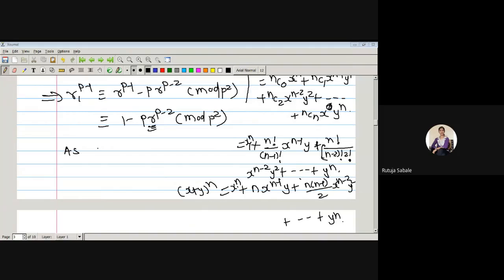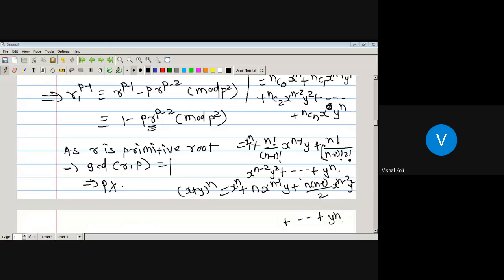As r is a primitive root, which implies GCD of r and p is equal to 1. As GCD of r and p is equal to 1, which implies p does not divide r to the power p minus 1. Since GCD of r and p is equal to 1, that is p does not divide r to the power p minus 2 also.